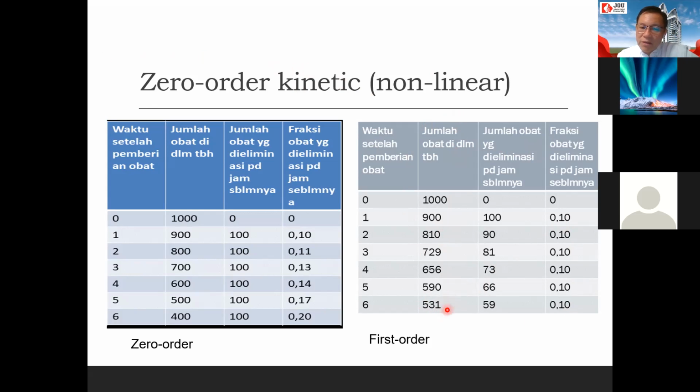Because from 1,000 to 531 is until the sixth time. This one, until the sixth time, it's already gone down to 400. But don't forget, this is because we give 100. If we give different, for example if you give 10, it will be longer, because 1,000 minus 10 is 990, then 10 again, so it's 980, like that. It will be very long, because the capacity is only 10, 10, 10. Whereas this one is 10%, and 10% is easier. Understand or not?